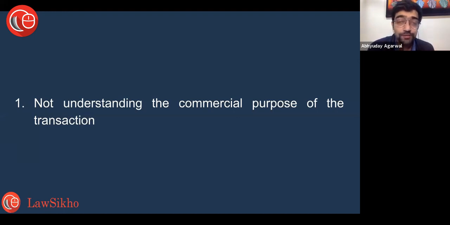For example, a FIDIC or a construction contract will have its own jargon. A power purchase agreement will have its own jargon. So there will be some generic clauses. There will be a lot of specific clauses common to only power purchase agreements. A franchisee agreement will have its own specific clauses. A shareholder share purchase share subscription agreement will have its own specific clauses. A loan agreement will have its own specific clauses. Not understanding that is going to be a problem.